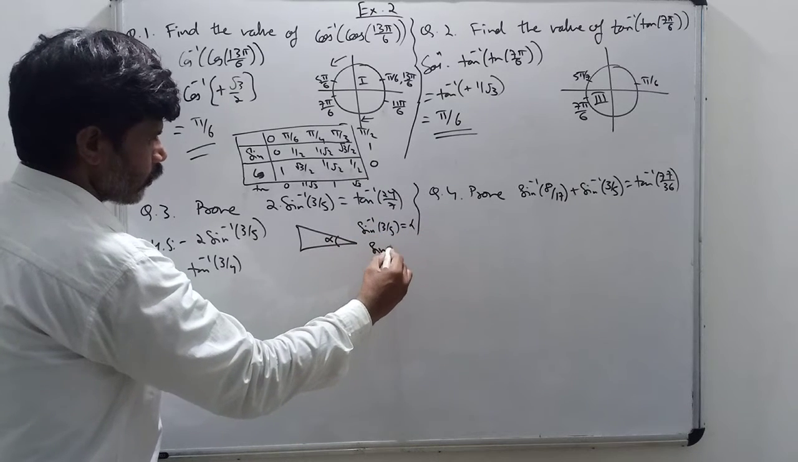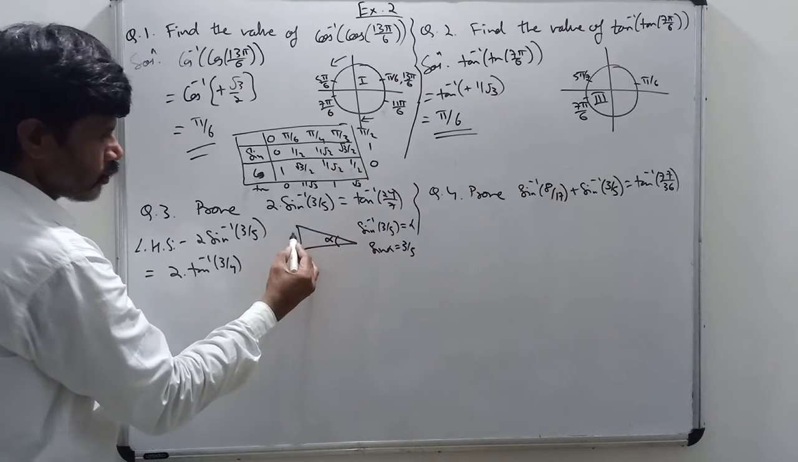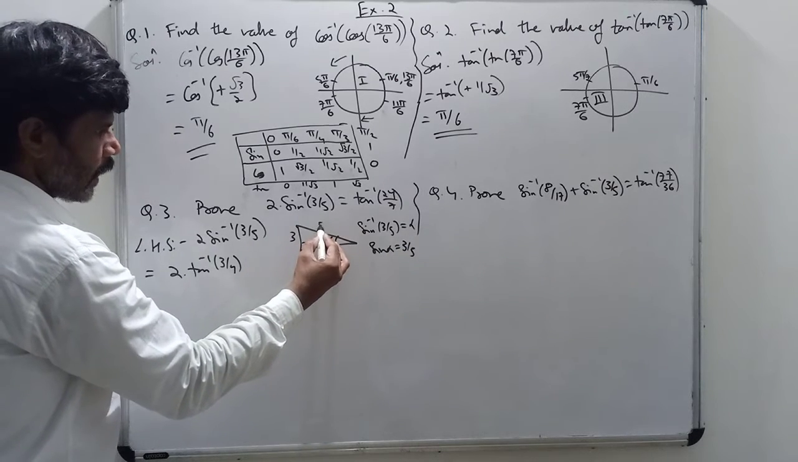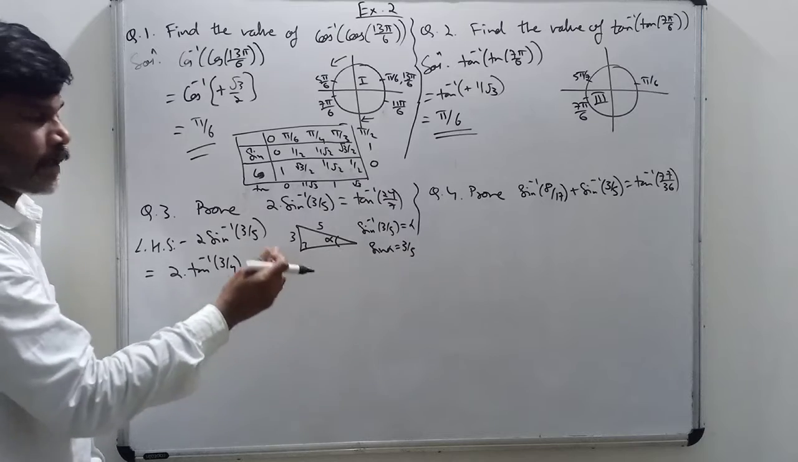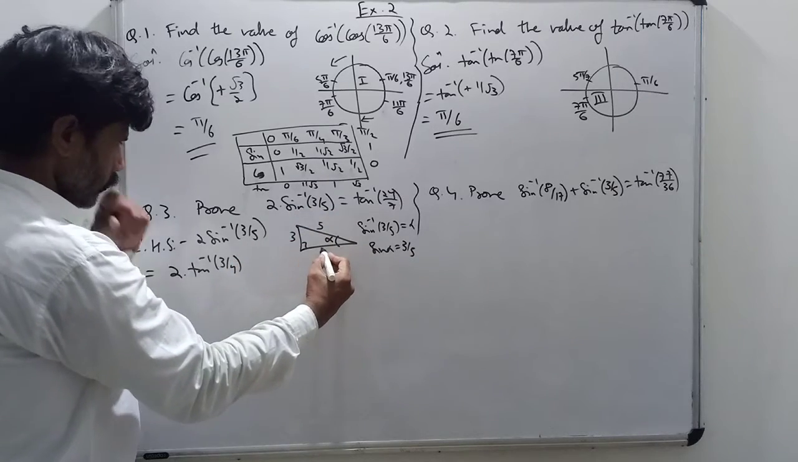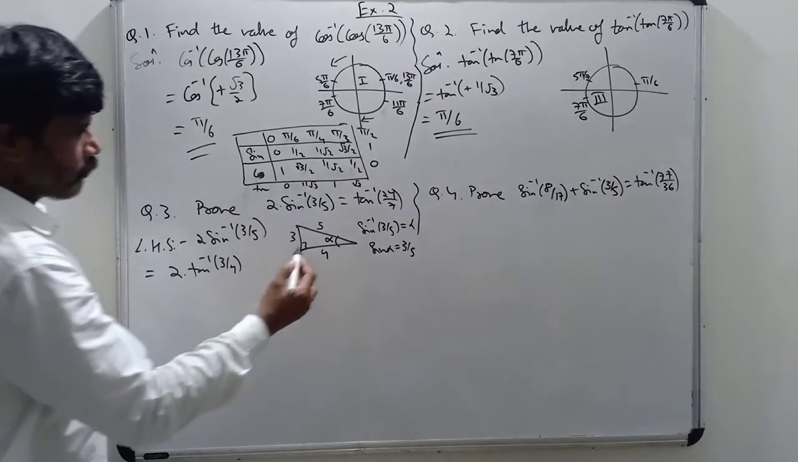So sin alpha is equal to 3 by 5. That means this is the opposite side and this is the hypotenuse, since the sine definition in a right angle triangle is opposite upon hypotenuse. So the adjacent side will be how much? 4.